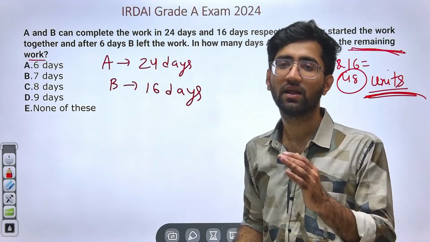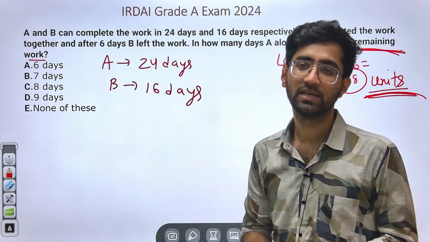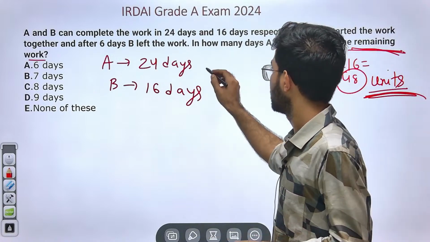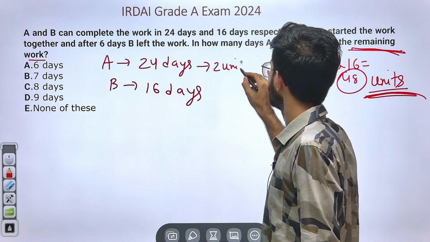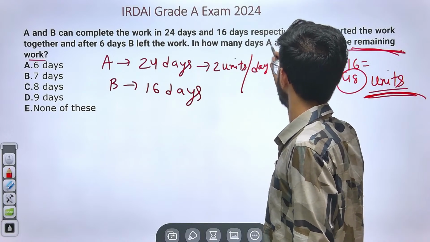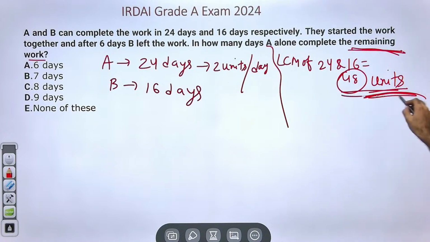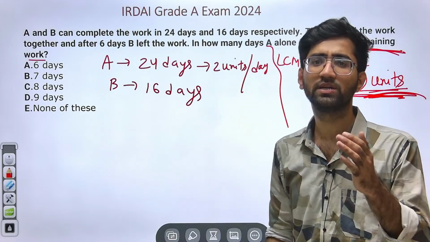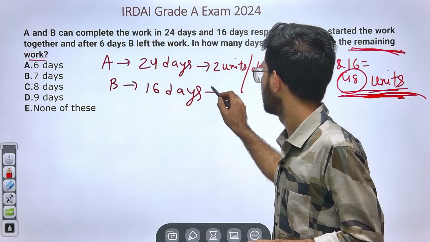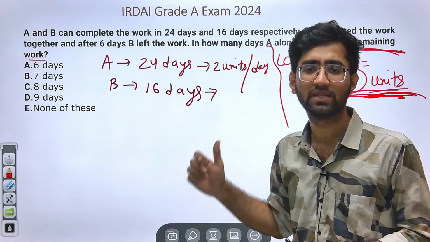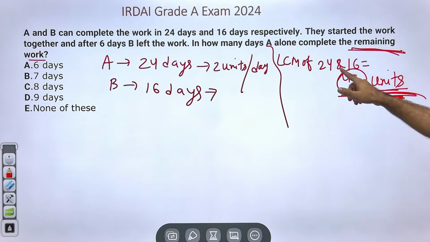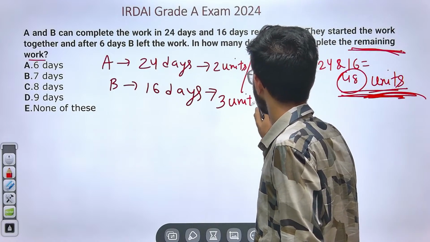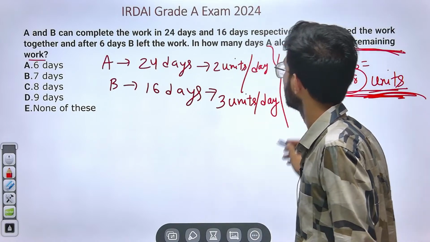So if A can complete the work in 24 days and we are saying that total work is 48 units, what does it mean? It means that A does 2 units work per day. Why? We are assuming that total work is 48 units and A is taking 24 days. So basically A will work 2 units per day. Now if you look at B, B takes 16 days and we have assumed that the total work is of 48 units. We have taken the LCM of 24 and 16. So we can say that B does 3 units work per day.